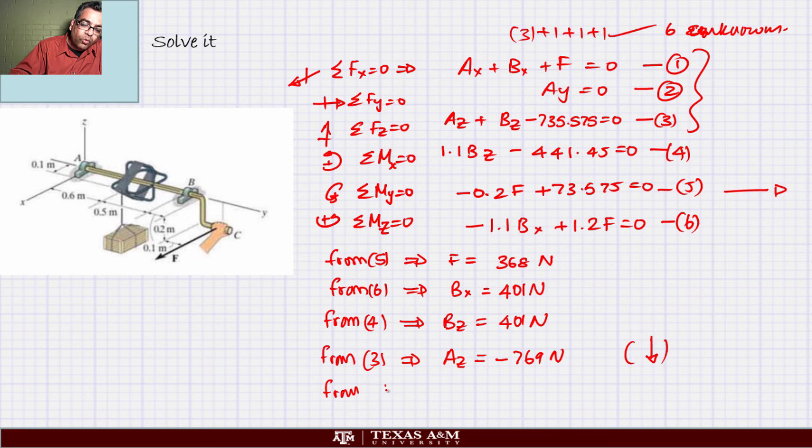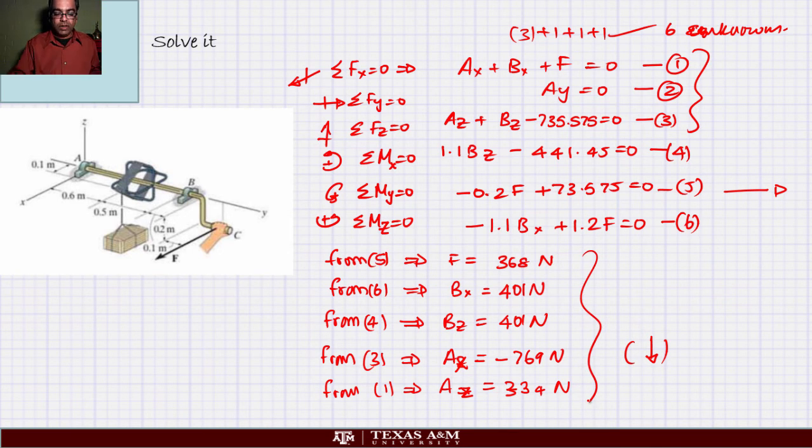And then from 1, you will get Ax equal to Bx plus F. Sorry, this is Ax, I'm sorry. And then I'll get Az. What is Az? Az is Bz minus 735. So Bz is 401 minus 735. So that's about 334 newtons. We found everything. Of course, Ay was 0.